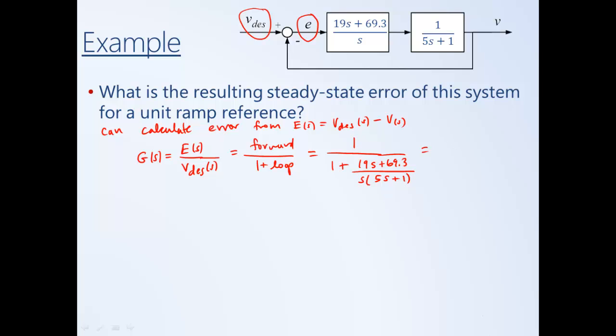We multiply that by the numerator, we just get a numerator of s times 5s plus 1. In the denominator, we'll cancel that term. We'll just be left with 19s plus 69.3. And then when we distribute to the 1, we'll also have this. So this is the transfer function for an input of v desired and an output of error. We can then find the steady state error by applying the final value theorem.